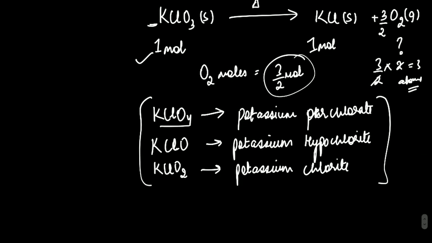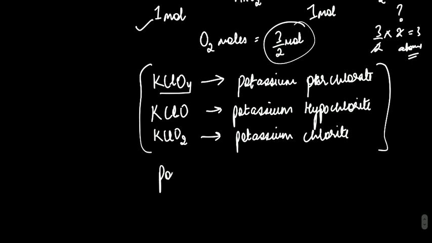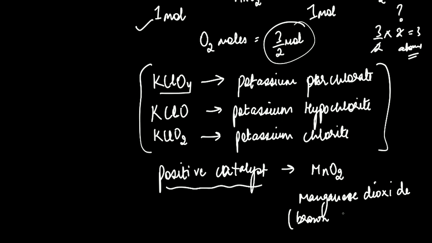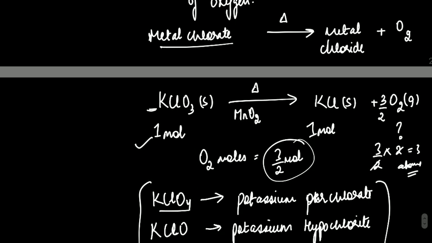Then one more added aspect to this equation is the use of a positive catalyst. The positive catalyst that we can use over here is manganese dioxide. That is a brown to black colored solid. It's going to increase the rate of reaction, because we require high temperature for this particular reaction. So it can be used as a catalyst just to lower the temperature required.